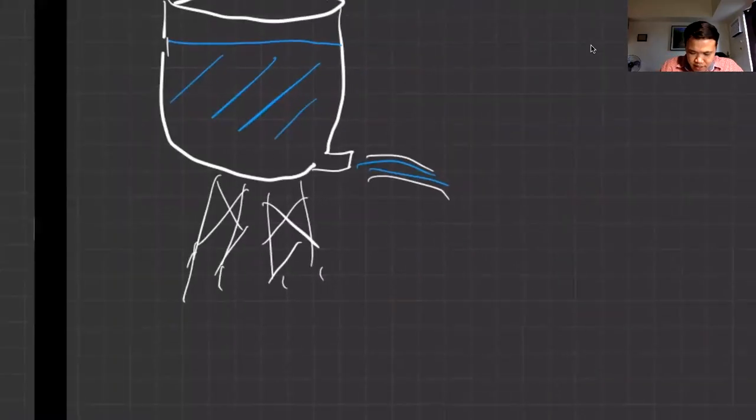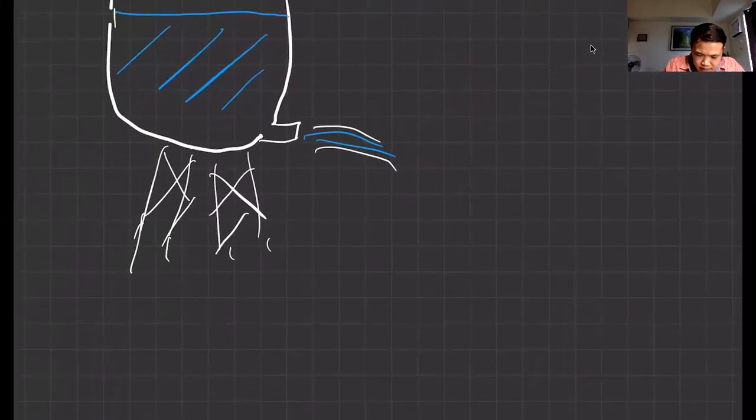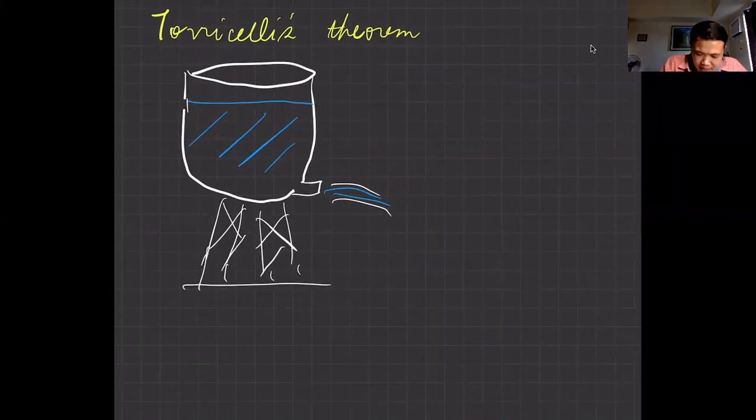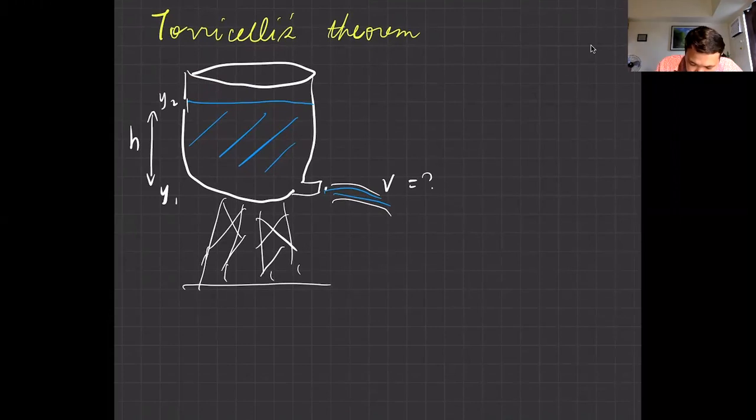Okay, so let's say this is your water tank. So we are at some height. Let's say you have y1 here as the height. We have y2 here. And basically the difference between the two is your h, the height. And let's say, what's the velocity here? Let's say this is your point 1 and P1. This is your point 2, P2.